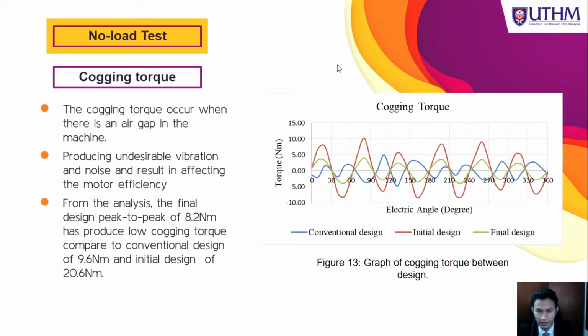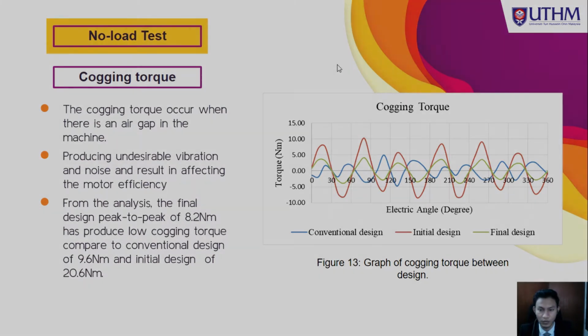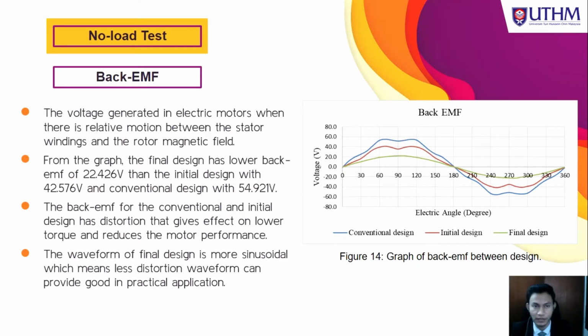Figure 13 shows the graph of the cogging torque for the designs, which are the conventional, the initial, and the last one is the final design. From the analysis, the final design produces a cogging torque of 8.2, which is lower than the conventional at 9.6 and also the initial design at 20.6. So basically the final design will produce less vibration and noise, and also give more efficiency to the motor.